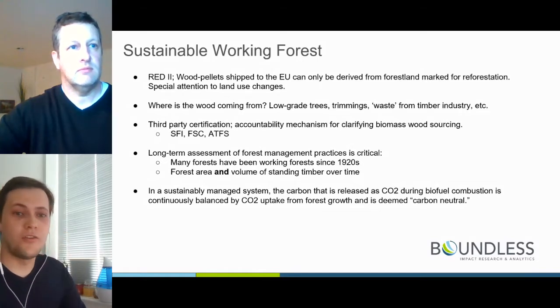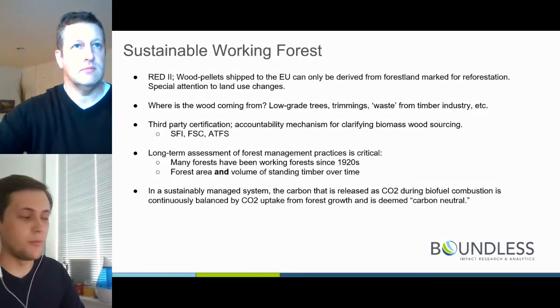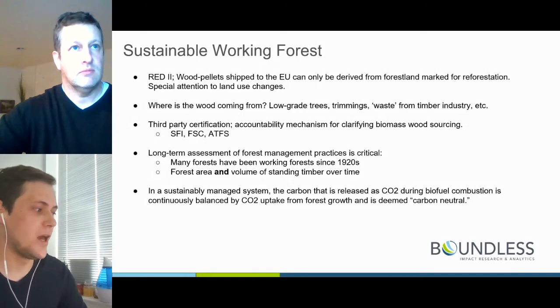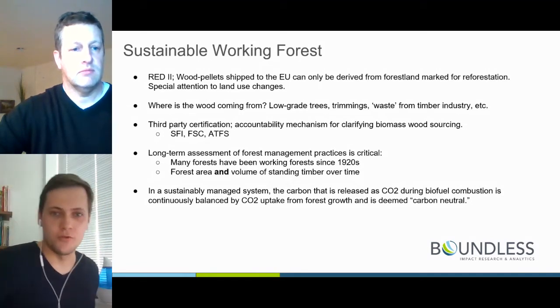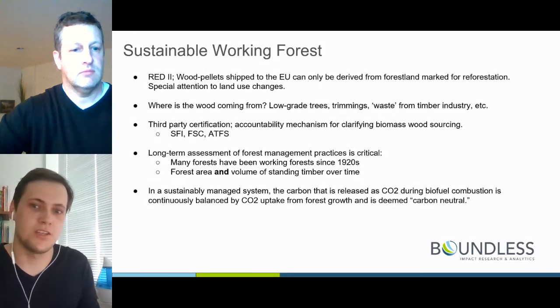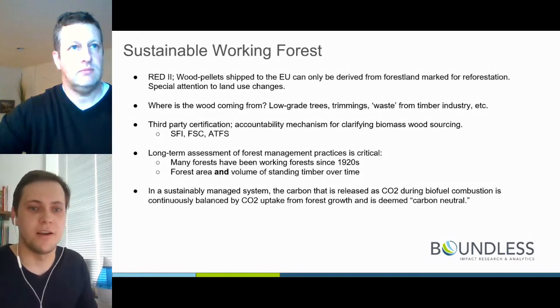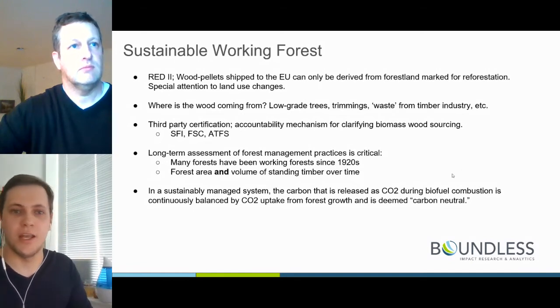A very important note to make is that the carbon that is released as CO2 during biofuel combustion is continuously balanced by CO2 uptake from forest growth, and therefore it's deemed carbon neutral. My colleague Paul will discuss this a little bit more in detail later on, as it's a very important assumption and topic within biomass.